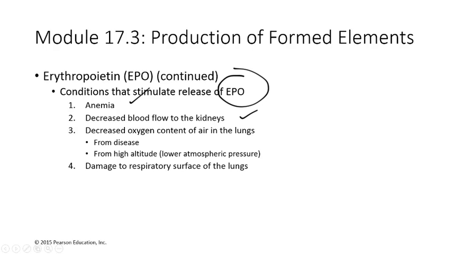If there was decreased oxygen in the air that you were breathing, either from high altitude or from a disease state like emphysema, then you would also make more red blood cells. And also, if there was some sort of damage to the surface of your lungs and your lungs weren't able to do the gas exchange process as efficiently, all of these would trick your body into thinking there wasn't enough oxygen. And as a result, your body would make more EPO to try to compensate.